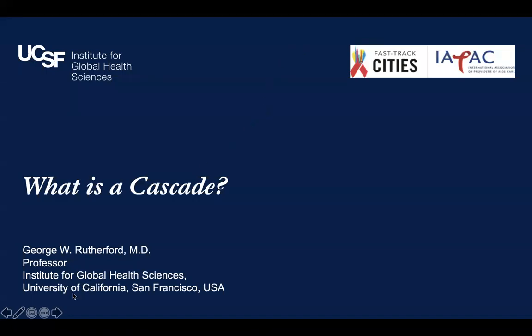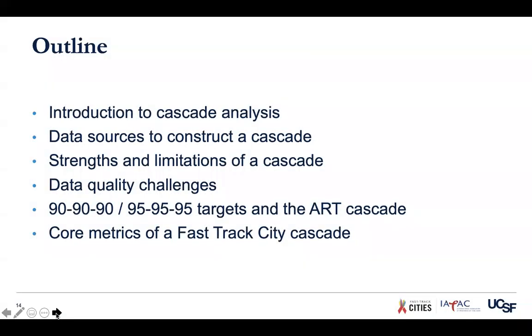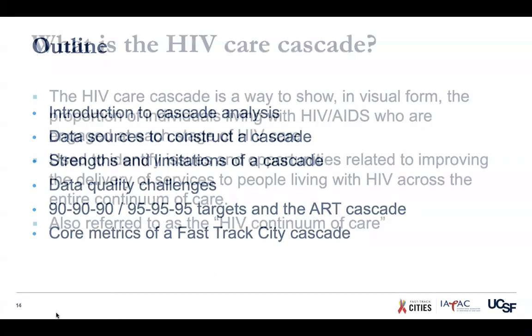I'm going to speak now about cascades and what a cascade is. The outline here is we'll talk a little bit about cascade analysis, data sources, strengths and limitations, some of the data quality challenges, how we use cascades to look at 90-90-90 and 95-95-95, and some of the core metrics of a Fast-Track Cities cascade.